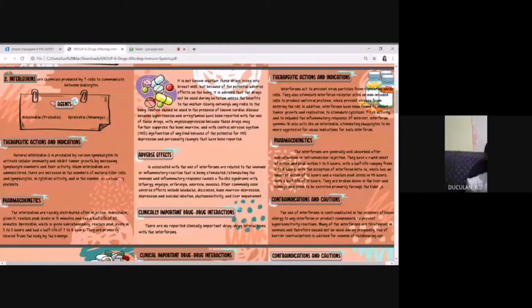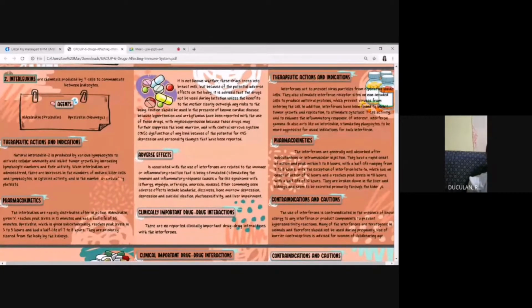So the next one is the contraindications and cautions. Interleukins are contraindicated in the presence of any allergy to an interleukin or E. coli produced product to prevent hypersensitivity reaction.